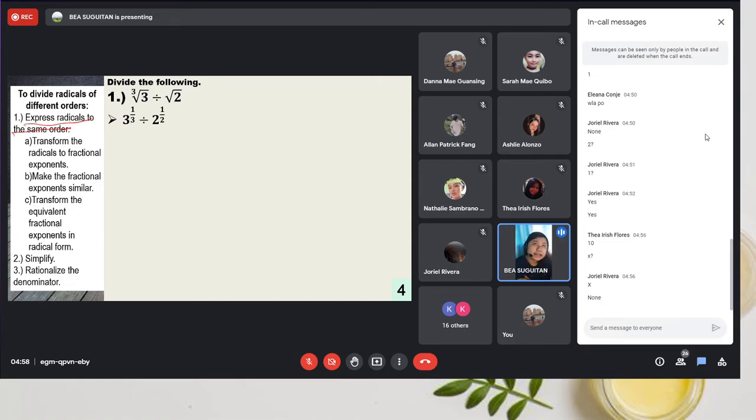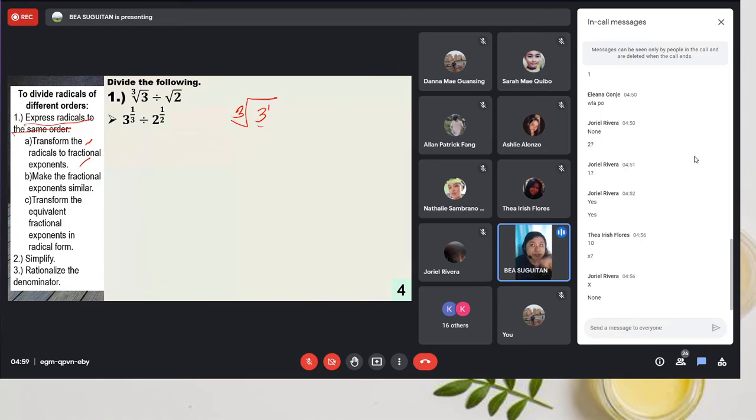So, paano ba natin yan gagawin? Under that step, we have 3 steps pa. Number 1, transform the radicals to fractional exponents. Okay, so if you could remember, we have cube root of 3. So our index is 3, the base of our radical is 3, and the exponent, although it is not written down, that is 1.